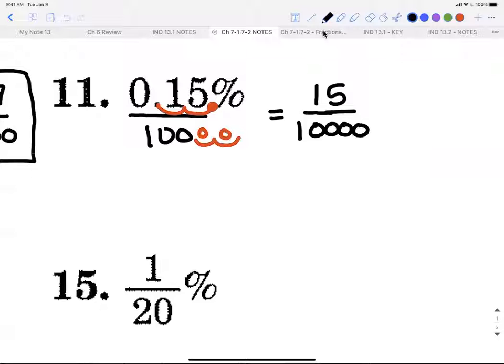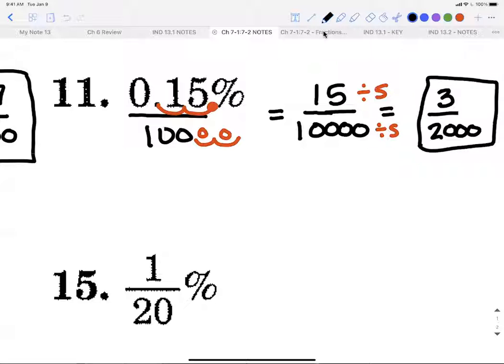And again, they both end in a 5 or a 0. So I am 100% sure they both can be divided by 5. And we'll see if it can go any further after that. 15 divided by 5 is 3. And what is that? 10,000 divided by 5 is what? 2,000. And that, of course, cannot be reduced because 3 is prime.